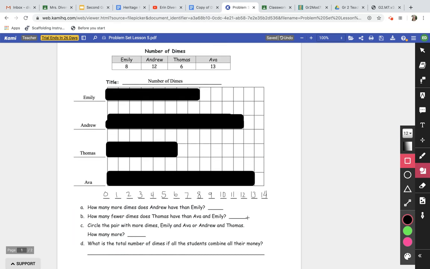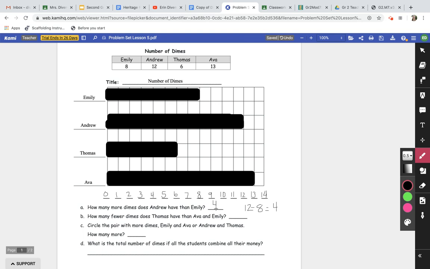So the first, number 1A, it asks, how many more dimes does Andrew have than Emily? Well, we see Andrew's got 12 dimes, so I'm going to write that down for a simple math problem. And Emily has 8. So we're trying to find the difference. 12 minus 8. Pretty easy math there. We know 12 minus 8 is going to be 4. If you can do that mentally in your head, you don't even need to do the work on the side, but I'm doing it just for the sake of showing you guys.